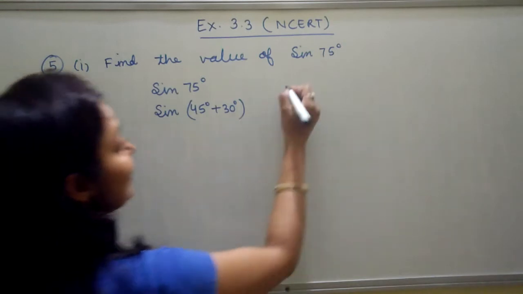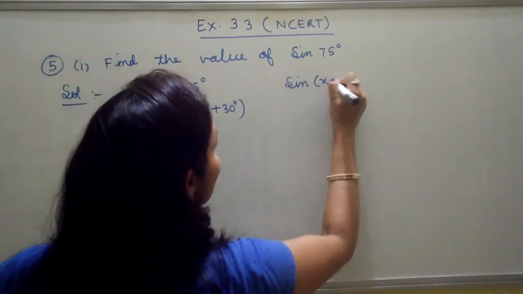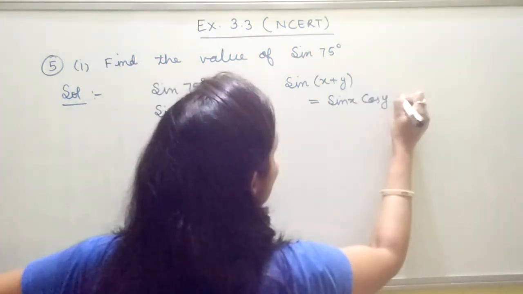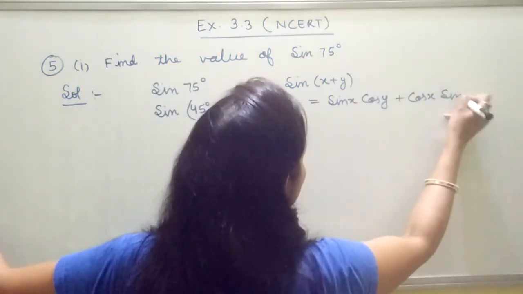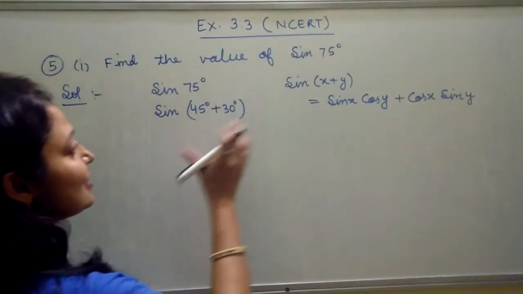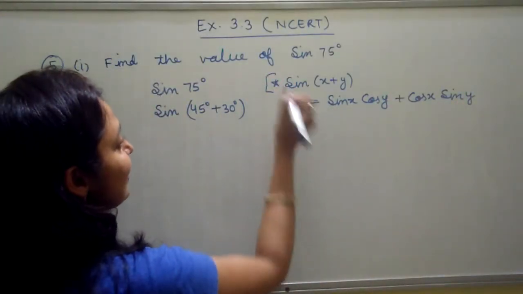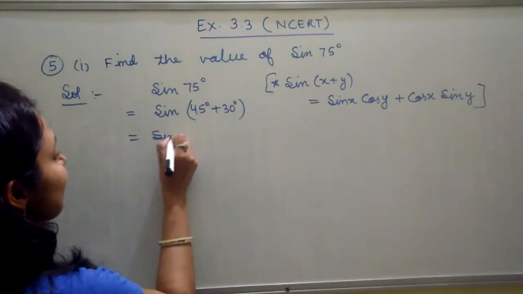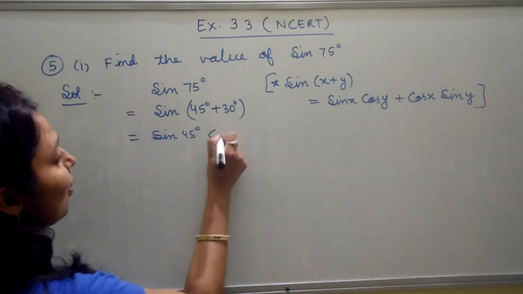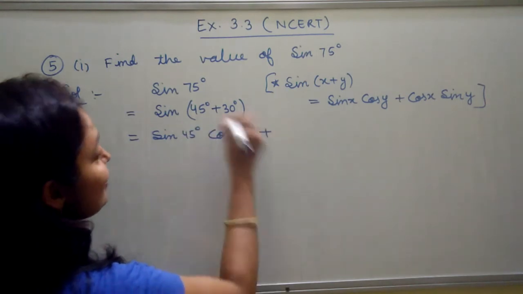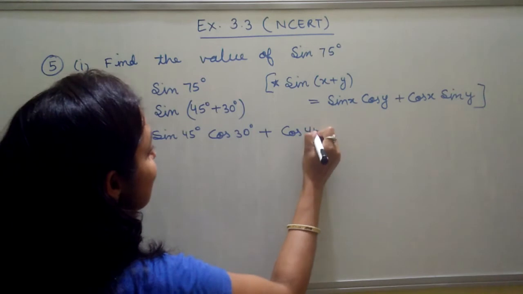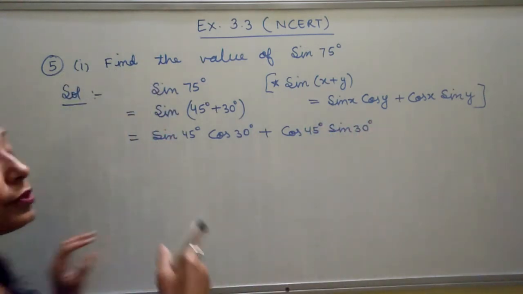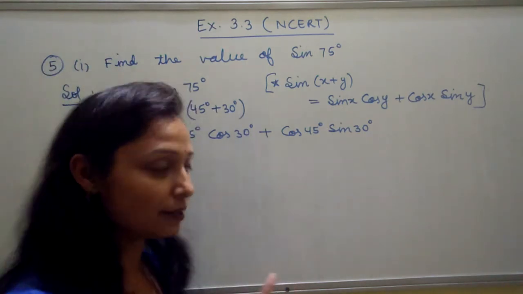Now the identity that applies here is sine (x plus y). What is that identity? Sine x cos y plus cos x sine y. Right? So I will apply this identity for solving this angle. Sine x cos y plus cos x sine y. Now I will substitute the values from the trigonometric table.